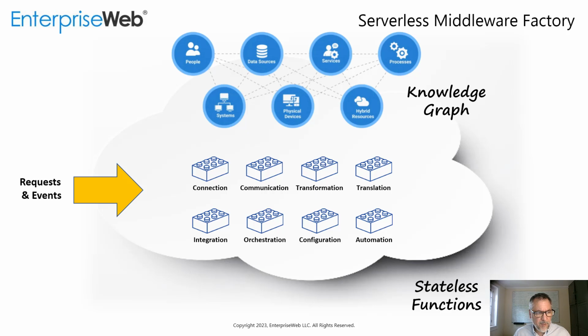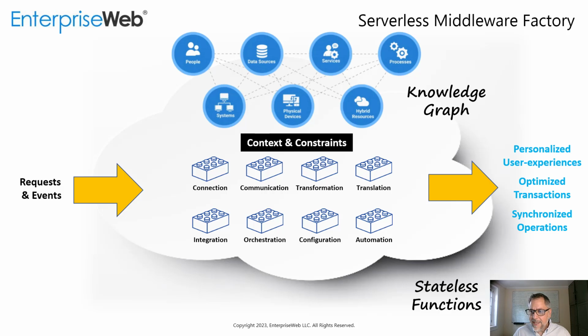So at runtime, the system's taking requests and events. The graph model is imposing or providing context and constraints or controls. And the output is personalized user experiences, optimized transactions, and synchronized operations. All of this in 50 megabytes. Again, a common technology foundation that you could distribute anywhere for any use case in any vertical, not just telco.